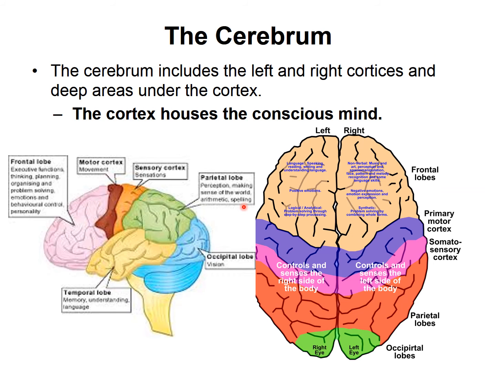In this visual, you'll see a top view of the left and right cortices, and the deeper areas underneath the cortex. As I mentioned before, the cortex houses the conscious mind, and the left and right sides of the brain are responsible for controlling and sensing different stimuli from the opposite sides of the body.